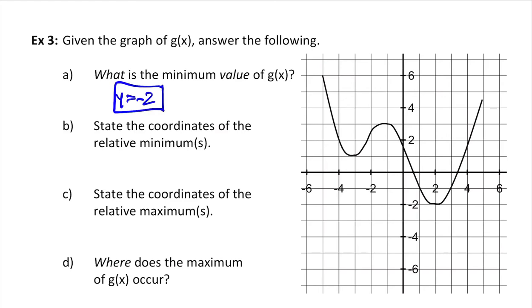State the coordinates. So again, vocab, coordinates, you want ordered pair of the relative minimums. Relative minimums, remember, would be your valleys. So here's a valley. That means there's 1 relative minimum. That's negative 3, 1. Where's another value? Right here. That looks like 2, negative 2.